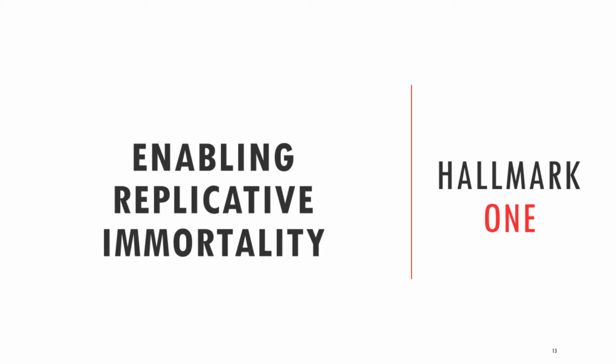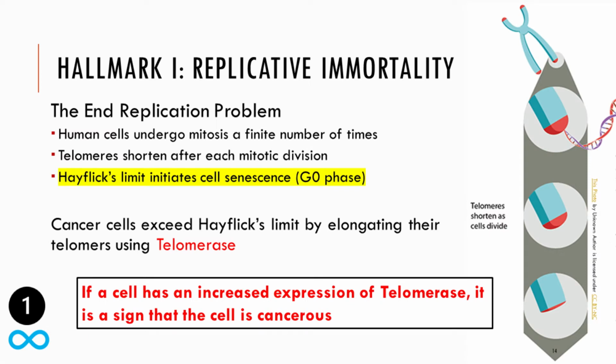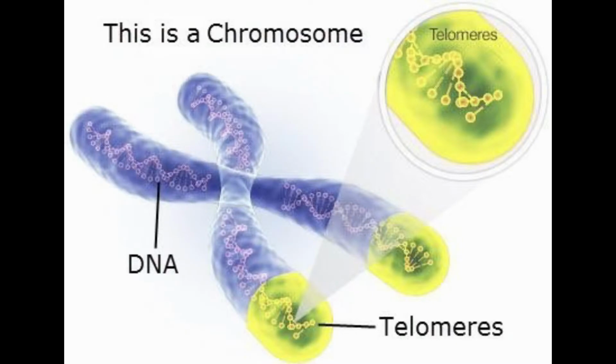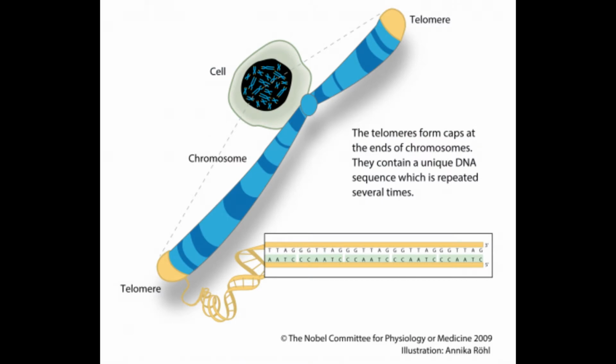So let's start our discussion with hallmark number 1, which deals with the aspect of immortality of cancer cells. Our discussion will be focused on the area of the chromosome that is called the telomere. We've already covered senescence and the Hayflick limit, but what exactly is a telomere? Telomeres are regions present at the end of chromosomes, and they are demarcated by a specific sequence of repeated nucleotide bases, which are TTAGGG.